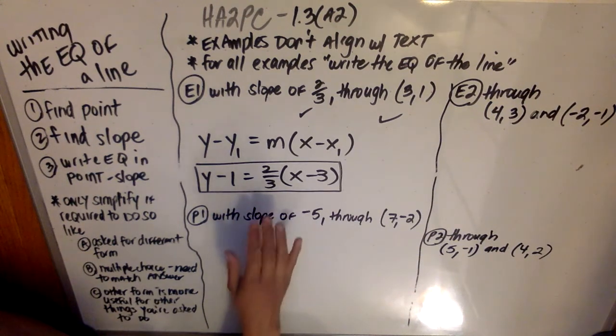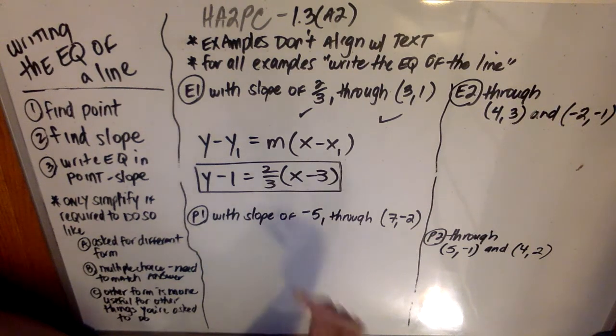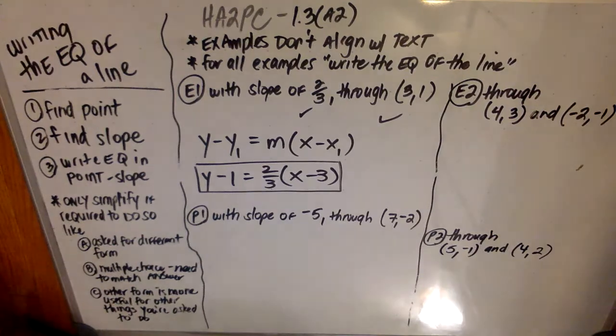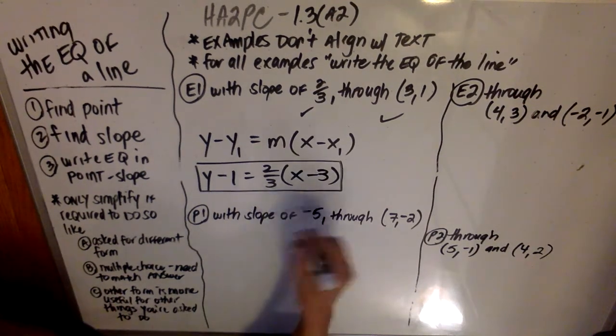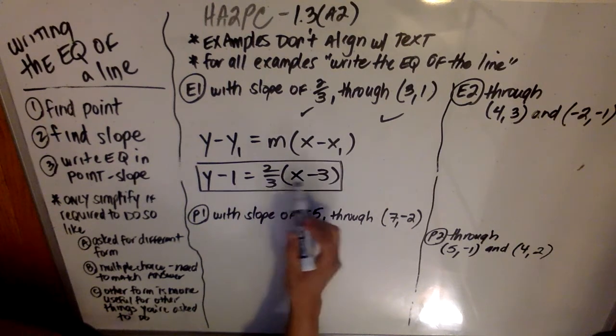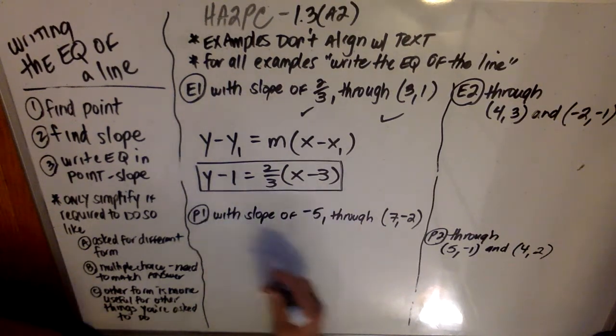This answer is 100% correct. Don't simplify it and risk making a silly error that takes your right answer and makes it wrong. Now, that said, this is absolutely 100% the same as the answer you would get if you distributed the 2/3. So you'd get 2/3 x minus 2, and then you'd add the 1 over.